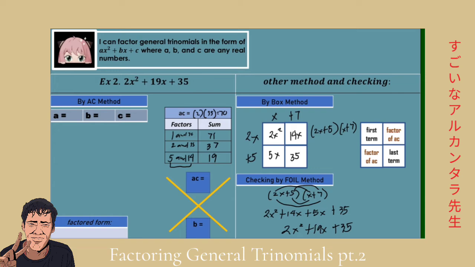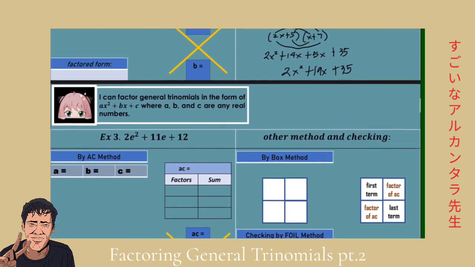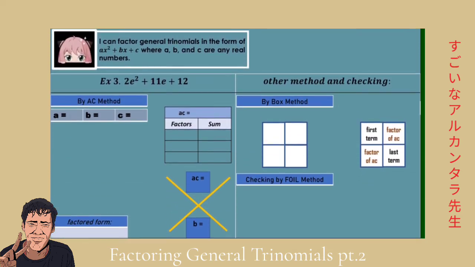Now let's continue with example number 3. Now let's do AC method instead of box method for number 3. So we have 2e squared plus 11e plus 12. So a is 2, b is 11, c is 12. 2 times 12 will give us 24. So we can use that.